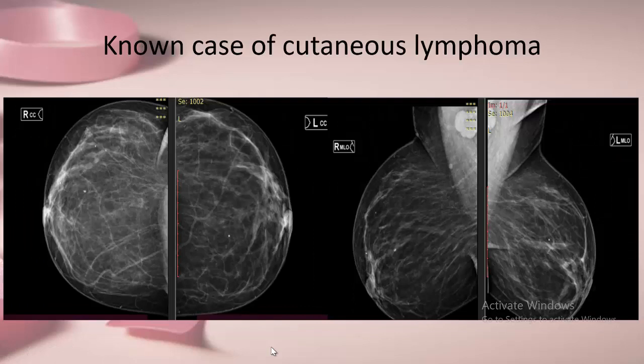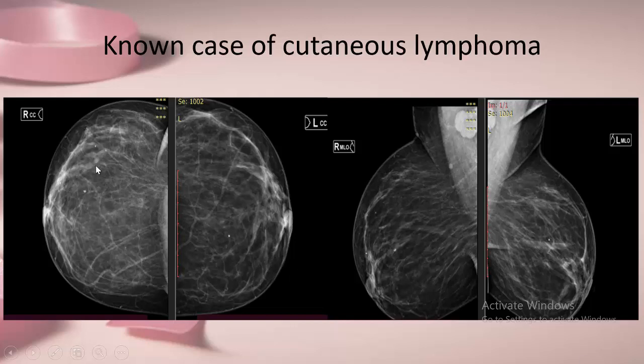And this is another case I saw recently. She was a known case of cutaneous lymphoma, and when the patient came, I found many patches present on her skin, and they asked if there is a parenchymal breast lesion or not. And here was the mammogram of this case. Here there is a pathological axillary node, I think bilateral, and in the breast parenchyma we could not detect a definite abnormality. There may be just a mild thickening here, but it's not definite.